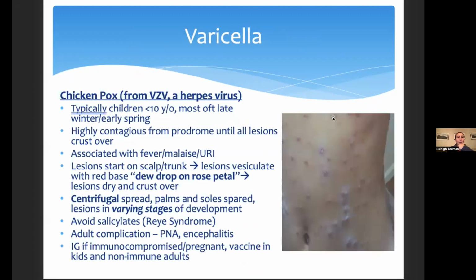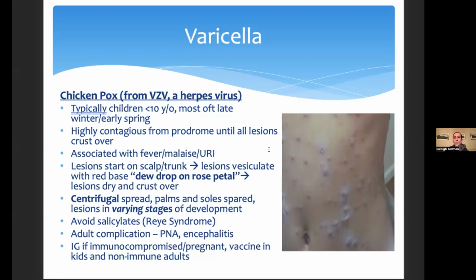This could be anyone, but often pediatric. Exanthems: chickenpox, which comes from VZV, which is a herpes virus, often in children less than 10, late winter, early spring. Very contagious, starting with the prodrome all the way until all the lesions are crusted over. You have some vague viral symptoms to start out, and the lesions start on the scalp and the trunk. Then they become vesicles with a red base, which has this other silly pathognomonic description, dewdrop on a rose petal, and then they dry and crust over.